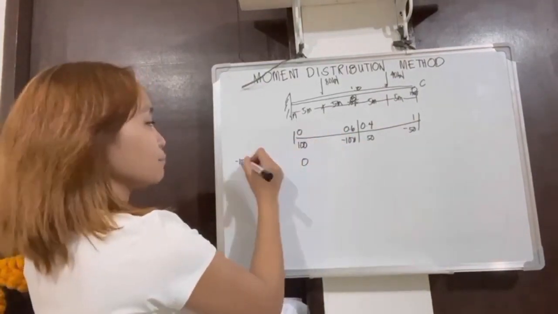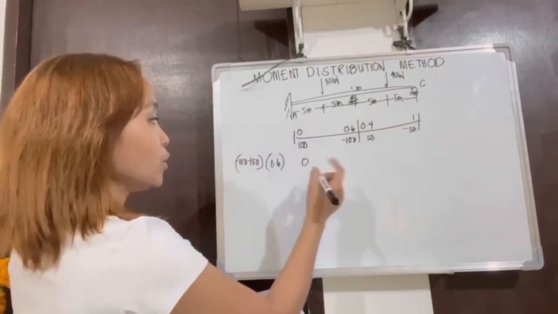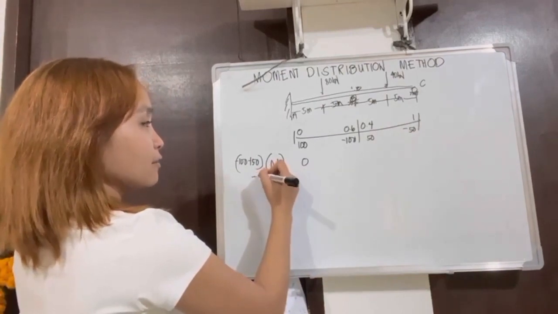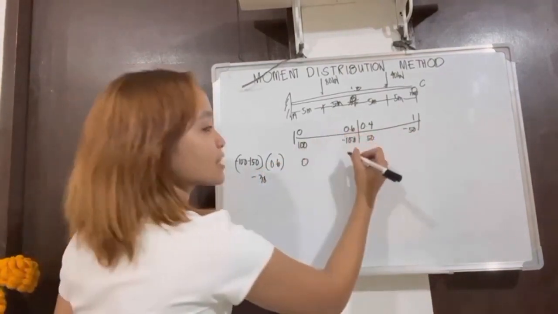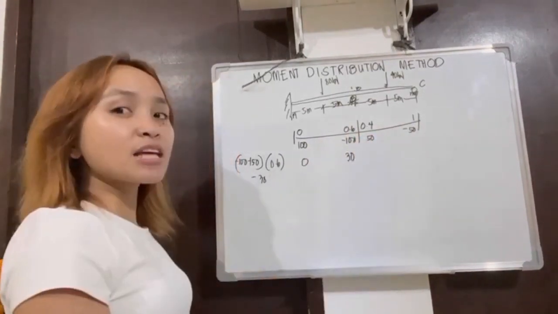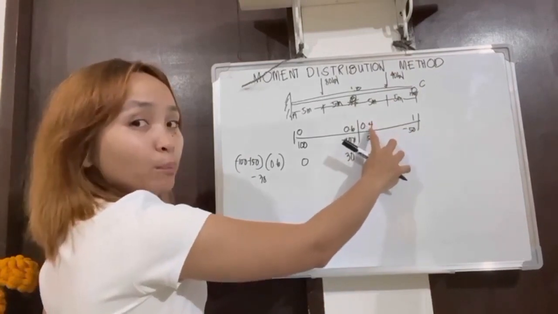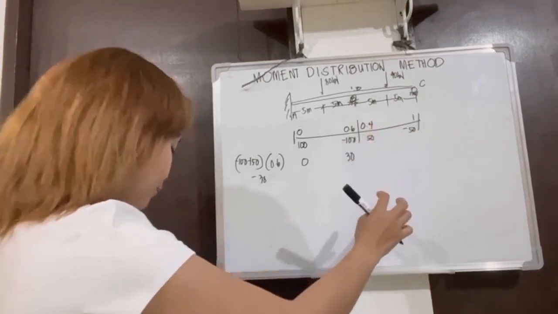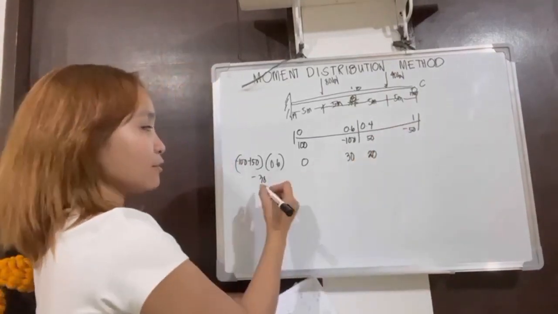So, multiply by 0.6. Our answer is equal to negative 30. Since the value here is negative 30, it becomes positive 30 here. The same way with our value here, we add, then multiply by 0.4, which equals 20. Since it is negative, there you go.